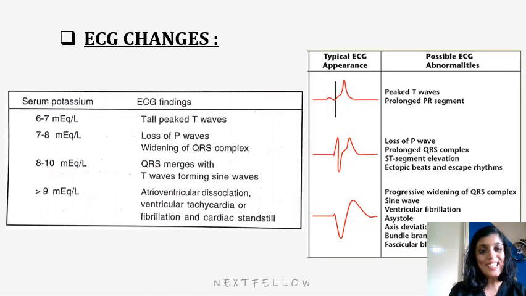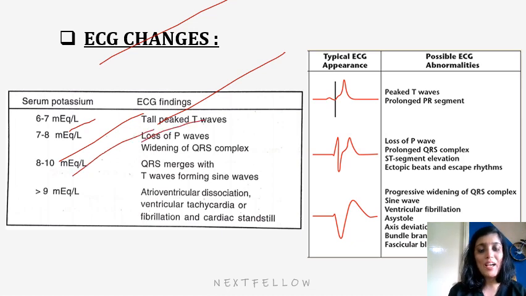Now coming to the next important entity which is usually asked, that is ECG changes in hyperkalemia. It depends on the level of potassium. When potassium levels are 6 to 7, it causes tall peaked T waves. When 7 to 8, it causes loss of P waves and widening of the QRS complex. At 8 to 10 milliequivalents, QRS merges with the T waves forming a sine wave pattern. More than 9, it will cause AV dissociation, ventricular tachycardia, fibrillation, and cardiac standstill, that is asystole, right?